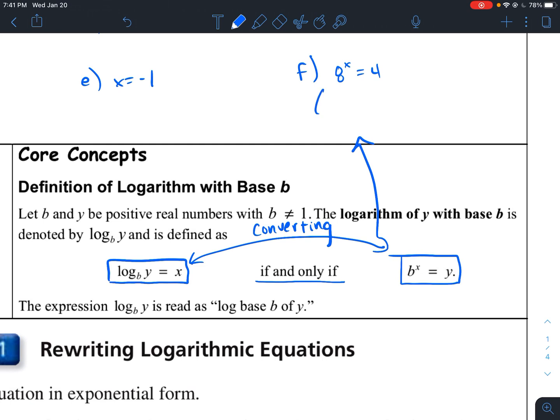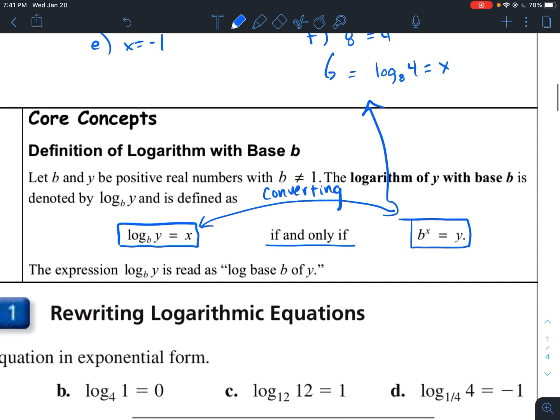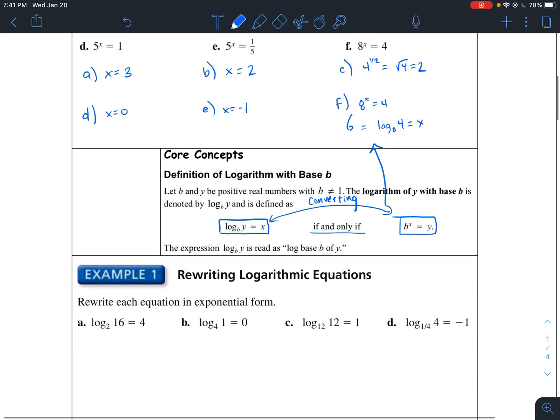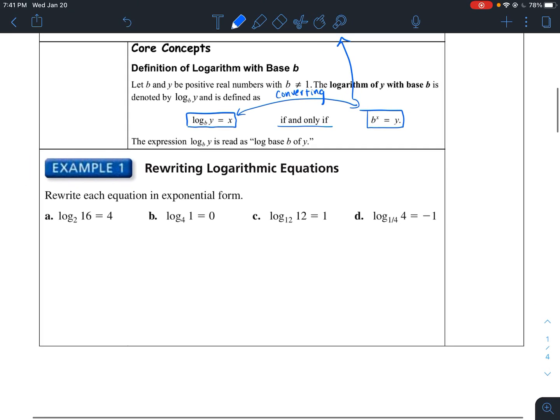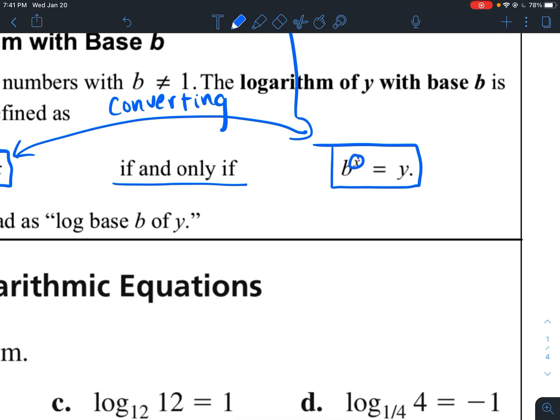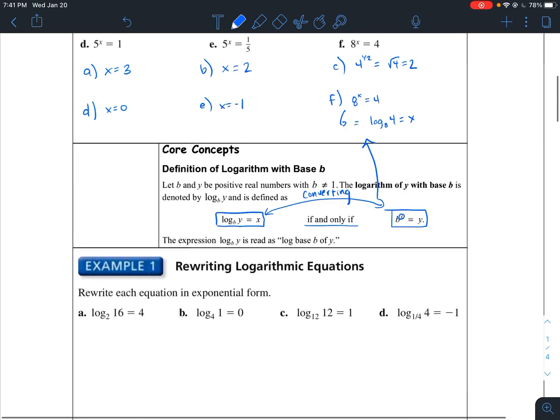So this is going to be equal to, again, log base b, which would be 8, of y, which would be 4, and this is equal to x. And from there we can use calculators to help us find out what this is. But anyways, that's just an idea of how we can use logarithms as inverses to help us find the value of x when it's an exponent and not the base.